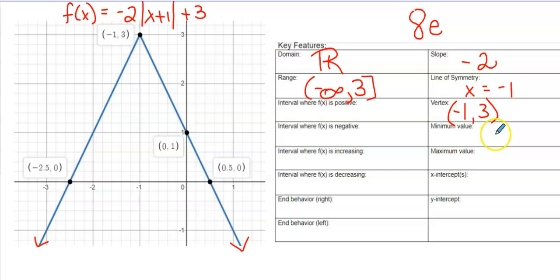Let's go back over here. Minimum, there isn't one. Maximum is at y equals 3. X-intercepts, they are at -2.50 and 0.50. Now, don't put a union in between those because this is not an interval. This is two points. The y-intercept is at 0, 1.